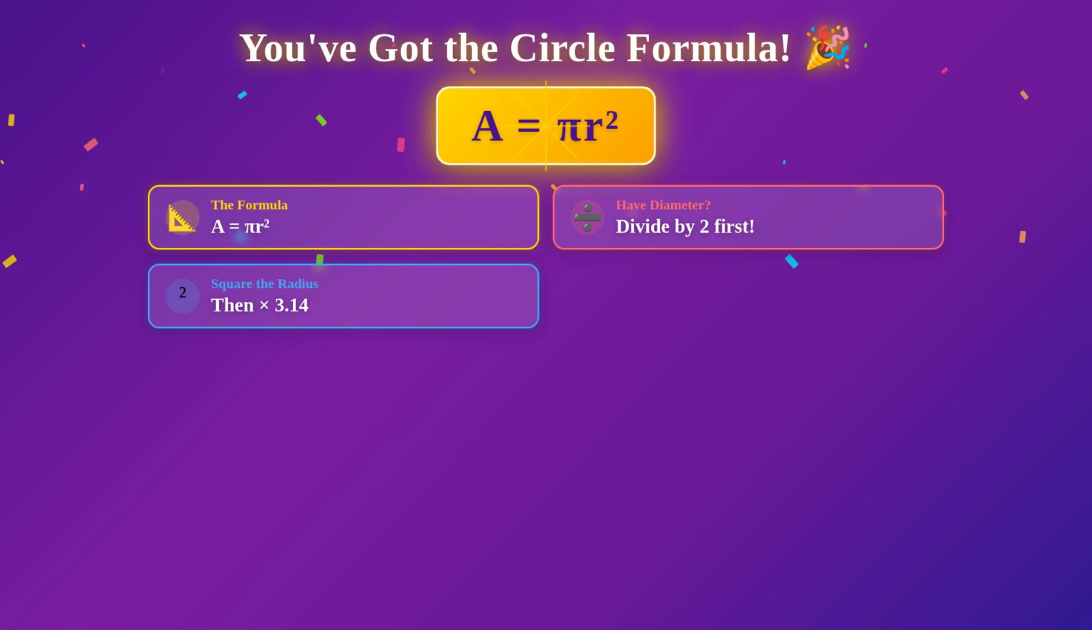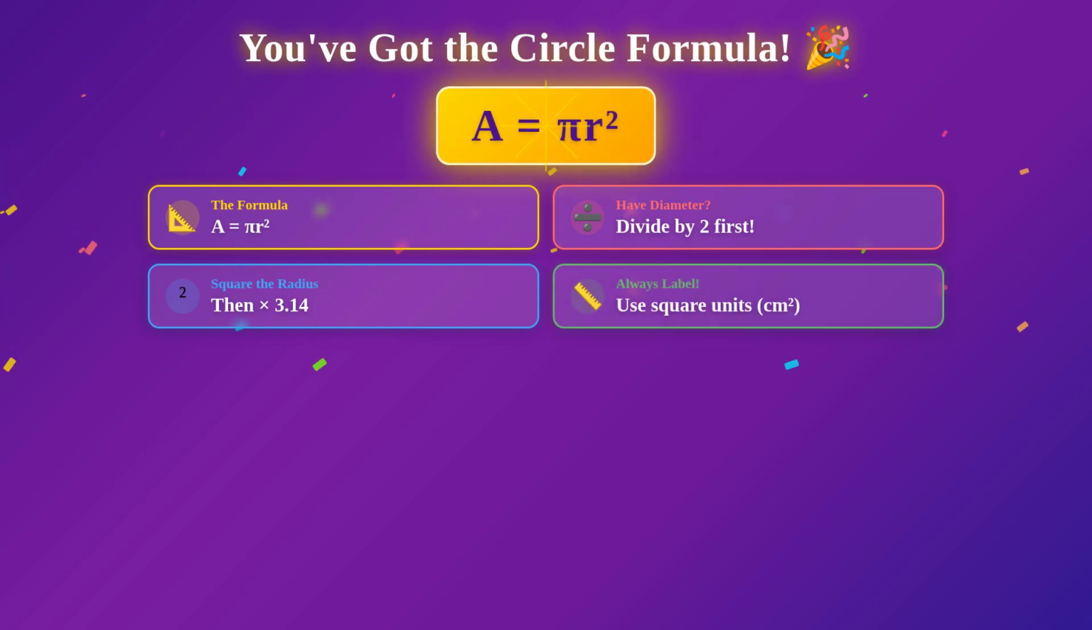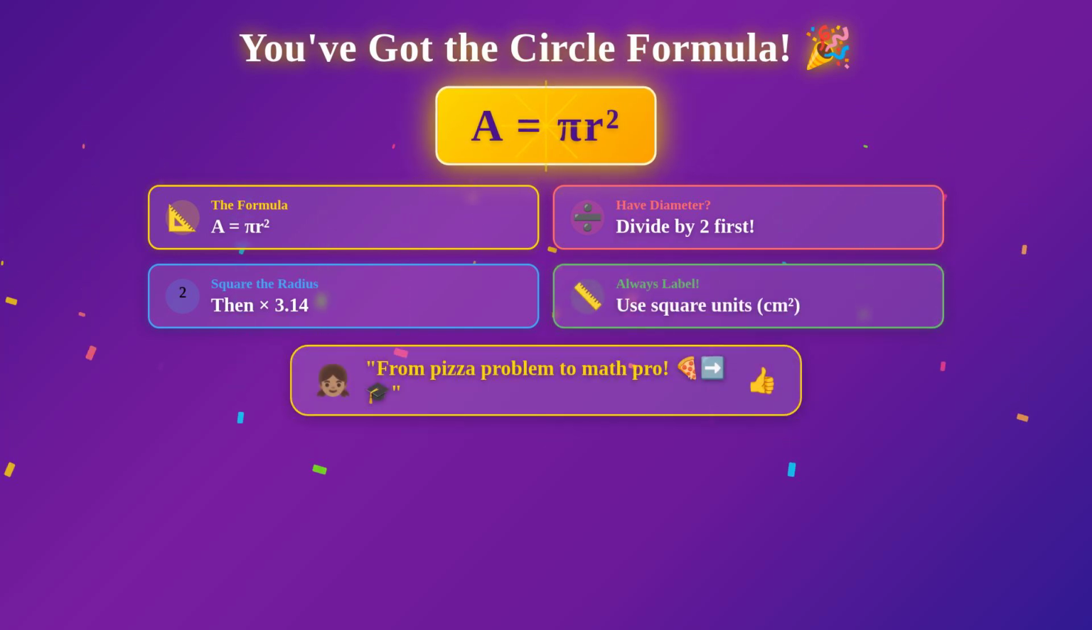Remember Maya, standing at that party, totally stumped by 2 pizzas? Look at her now. She calculated both areas, picked the large pizza, and helped her friend with the same problem on their homework. That's the area of a circle journey, from confused to confident. Here's your quick recap. The formula is A equals pi r squared. If you have the diameter, divide by 2 first. Square the radius, then multiply by 3.14. And always label your answer with square units. You've got this. Now go find circles everywhere and calculate their areas, because math is literally everywhere.